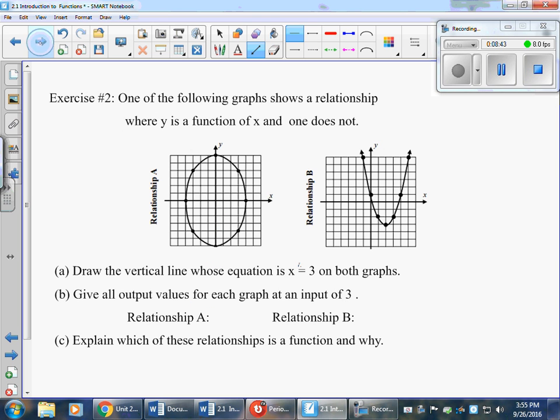Exercise 2. One of the following graphs shows a relationship where y is a function of x and 1 does not. So draw the vertical line whose equation is x equals 3 on both graphs. So if you take a look at this, if you could draw x equals 3, it would look something like x equals 3 right here. Here's the line, x equals 3. Here's the line. Oops, that's not x equals 3. X equals 3 would be right here.